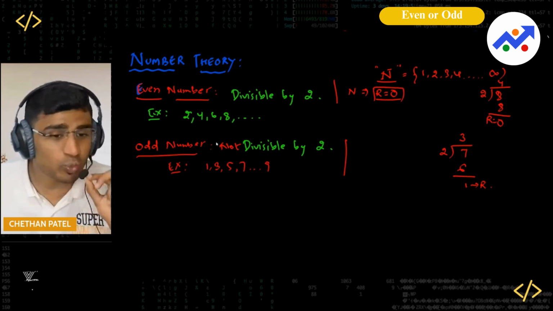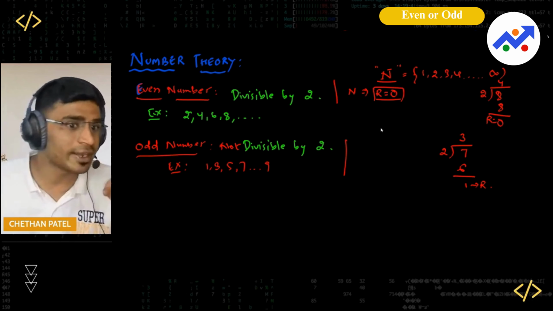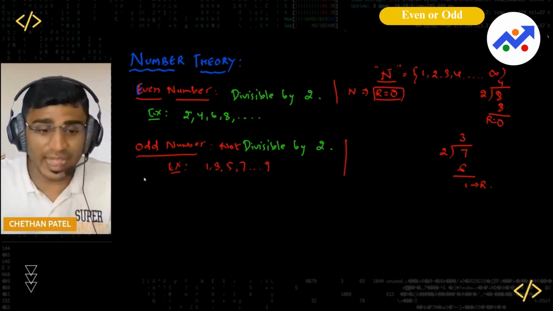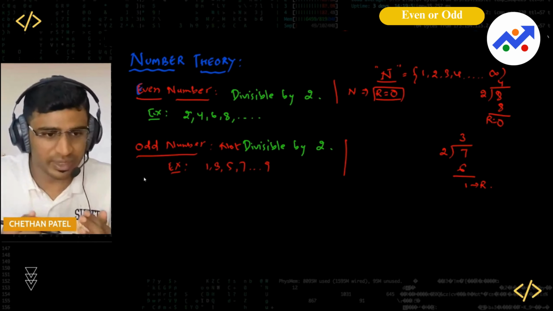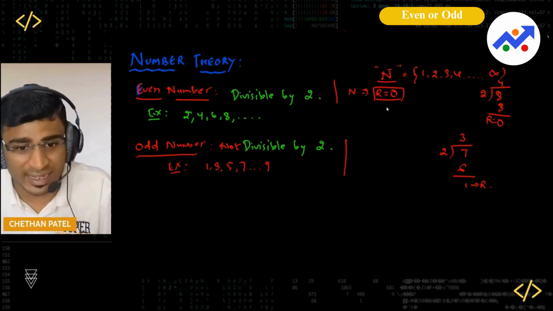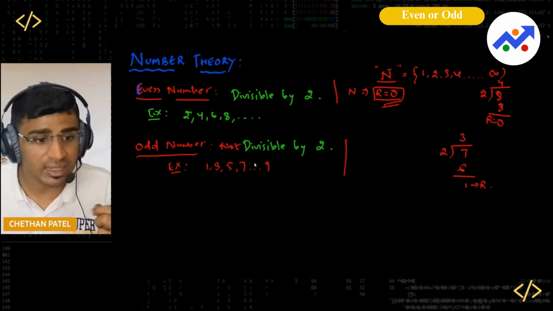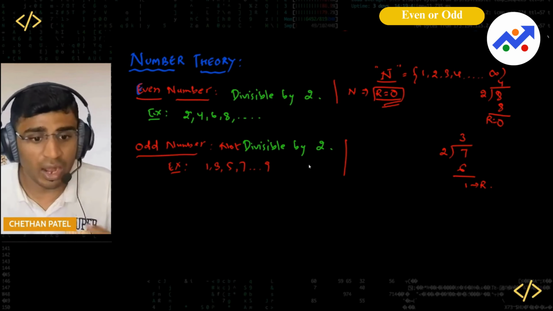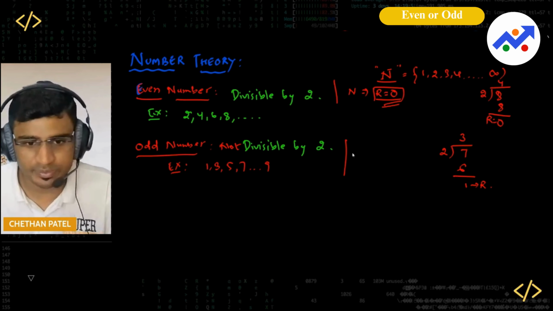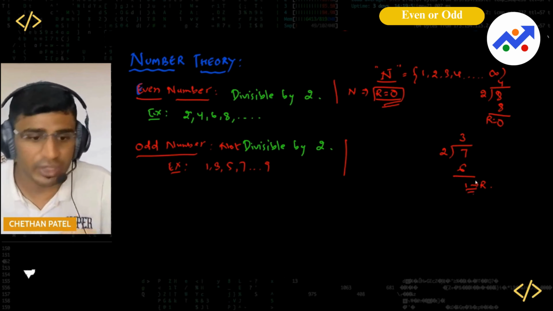Okay, so this is one of the properties that we should know, because we're going to use this property to write a code. One conclusion we made: when we divide an even number by 2, we always get remainder 0. When we divide an odd number by 2, we always get remainder 1. You can take any other example.